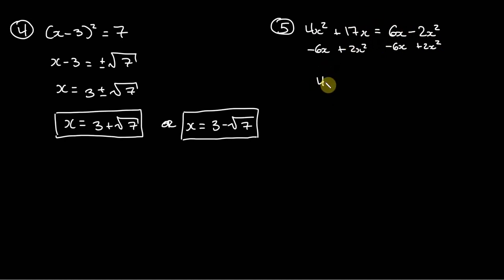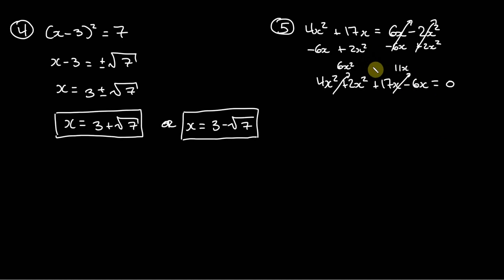So what we end up with is 4x squared plus 2x squared plus 17x minus 6x equals 0, because the 6x minus 6x is just going to cancel out, and the minus 2x squared and plus 2x squared also cancel out. What you do to one side you have to do to the other, right? It's our basic rule. We can simplify. 4x squared plus 2x squared is 6x squared. 17x minus 6x, that's 11x.